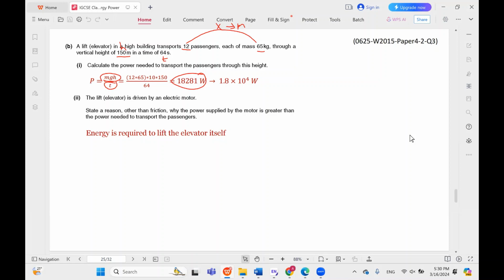In double I, we're told the lift is driven by an electric motor. State a reason other than friction why the power supplied by the motor is greater than the power needed to transport the passengers, because part of that power is used in transporting the elevator itself. The elevator itself needs power in order to move. So that's part of the energy consumption, and this is not taken into account in our calculations.